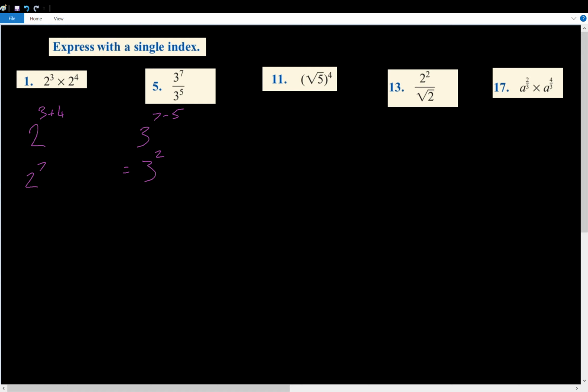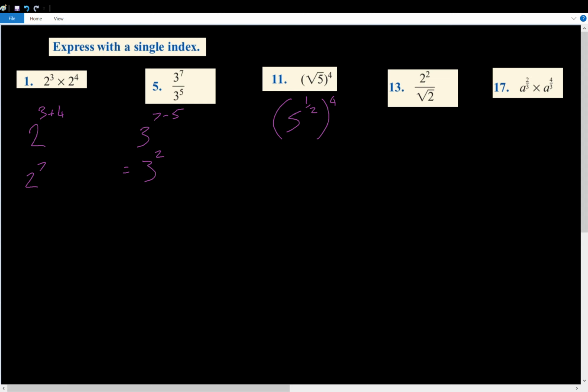For question 11, we have in brackets the square root of 5 and then all to the power of 4. Well, that's going to require a little bit of rewriting before we go on from here, because the square root of 5 is 5 to the power of a half. And now we put our 4 on the outside. So that requires us to remember our fractional power rule.